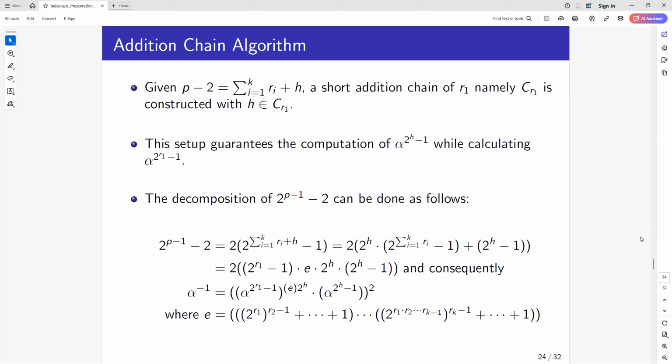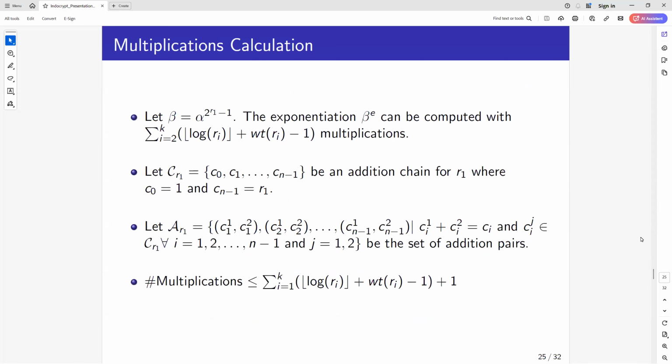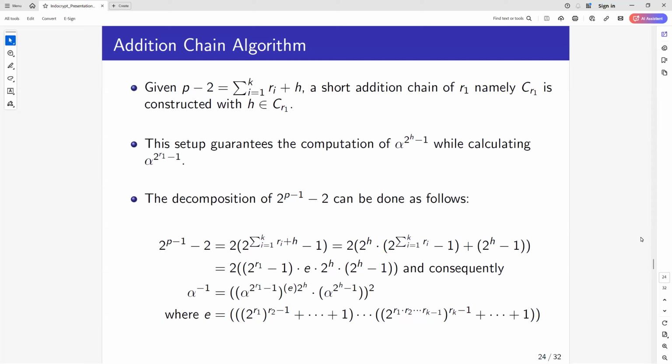So why is this setup helpful? This setup guarantees the computation of alpha to the power 2 to the power h minus 1 while calculating alpha to the power 2 to the power r1 minus 1. So we don't have to do extra multiplications to compute alpha to the power 2 to the power h minus 1. Again, a similar kind of decomposition, we do the exponentiation, and we get the inverse of the polynomial alpha. What's E? E is the product of factors; alpha inverse is alpha to the power r minus 1. This is the factorization of the whole thing.